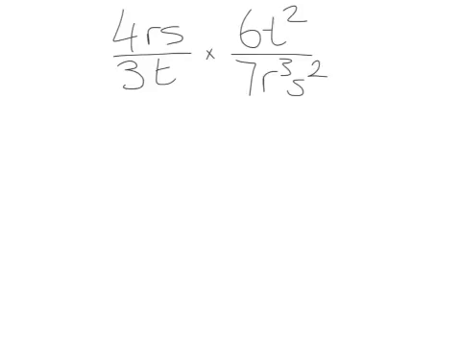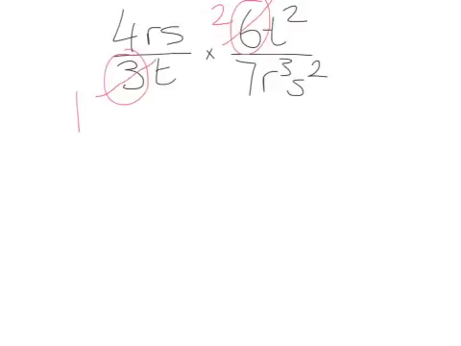Okay, obviously these have got to get more involved and more tricky. So we have 4rs over 3t times 6t squared over 7r cubed s squared. Okay, I'm going to simplify before I start. So I'm going to start with my numerical terms, and the 3 and the 6 will simplify. 3 can be divided by 3 once, and it can be divided into 6 twice.